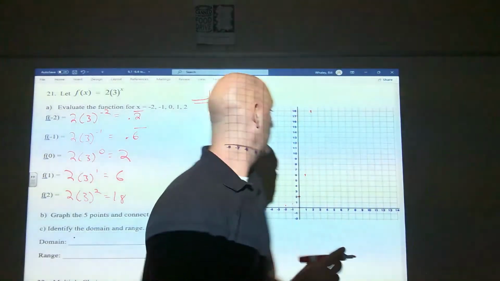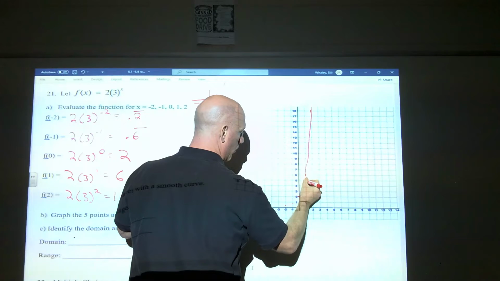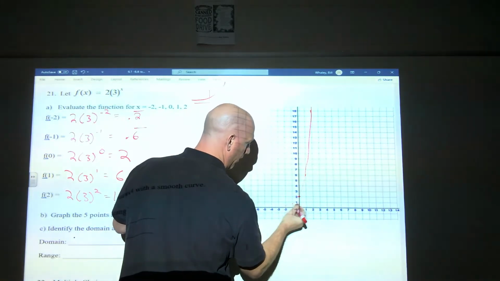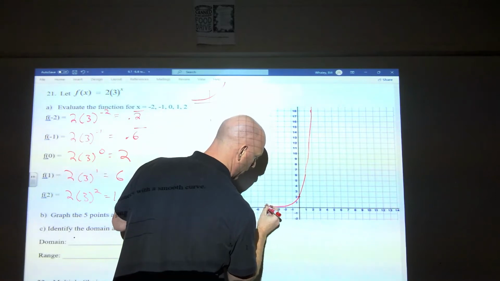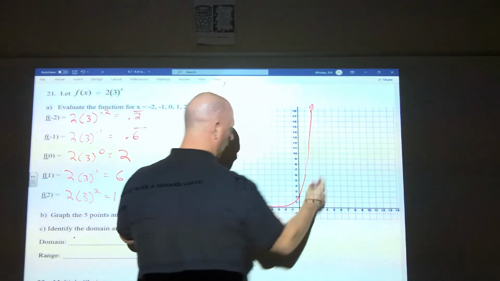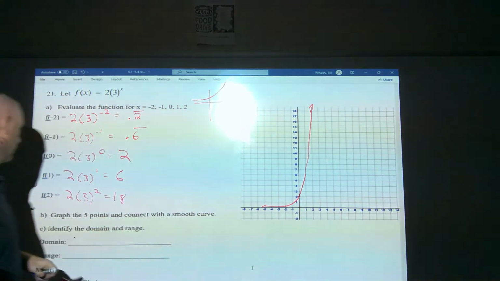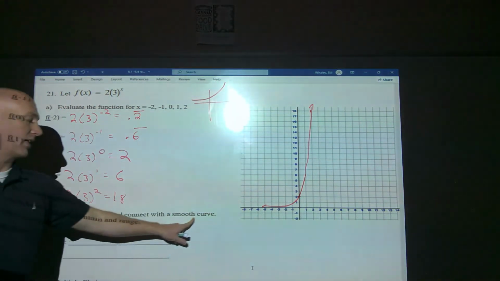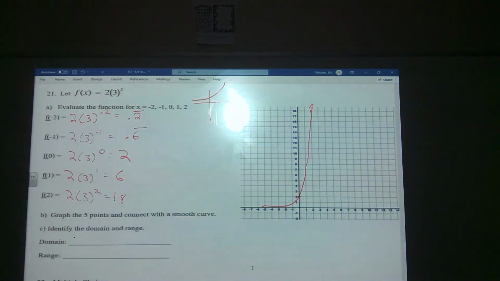The key is making sure as we go down, you make this look like it's going to come very, very close to 0, but we never actually hit it. Okay? If I see you cross over 0, you're going to lose a point. Okay? So now, graph the 5 points and connect with the smooth curve. Done. Identify the domain and the range.